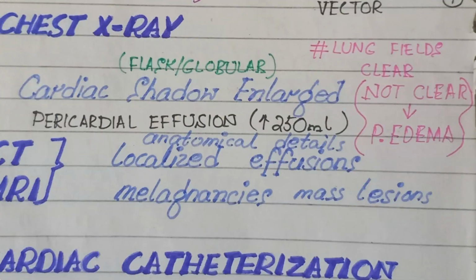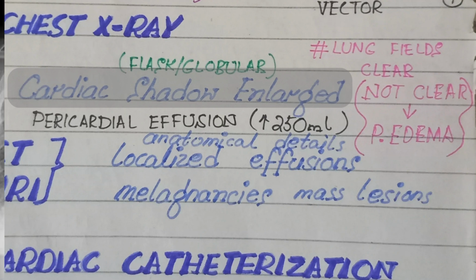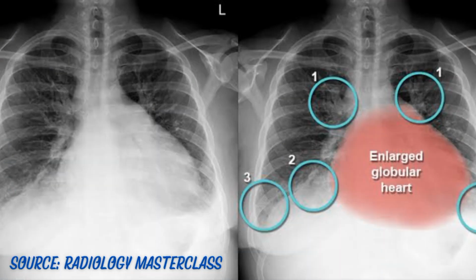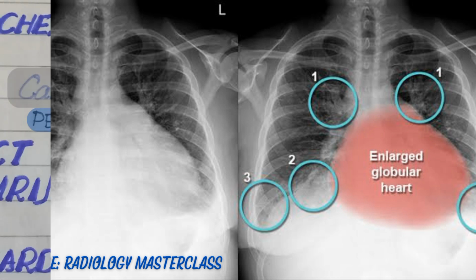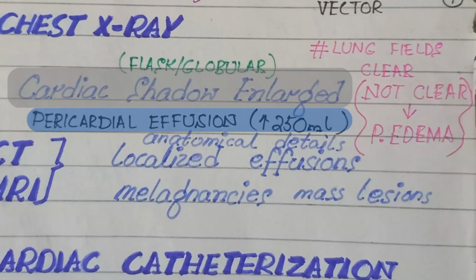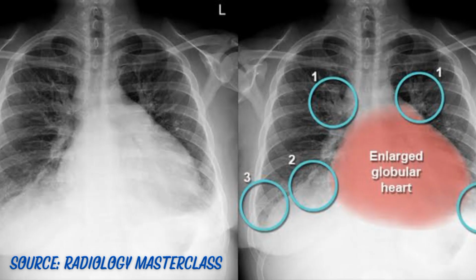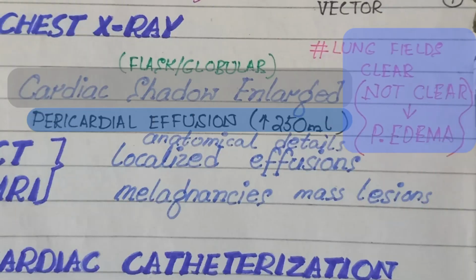The third is the chest X-ray, in which the cardiac shadow will be enlarged in the shape of a flask or will be seen globular if pericardial effusion is greater than 250 milliliters. But remember that in this case, the lung fields should be clear, which will not be in the case of pulmonary edema.